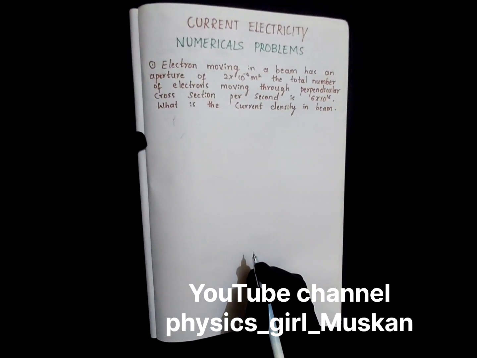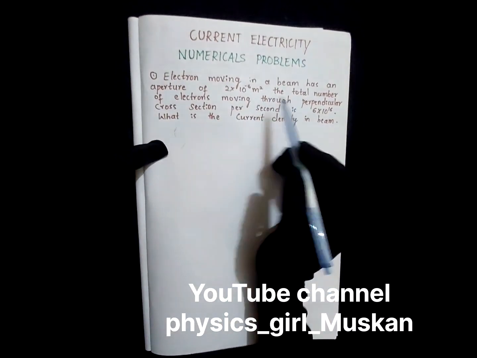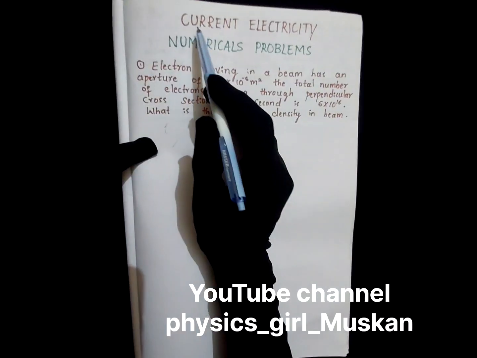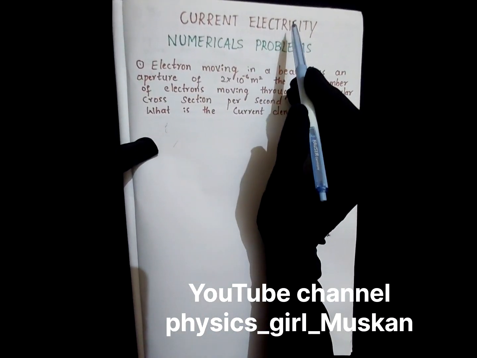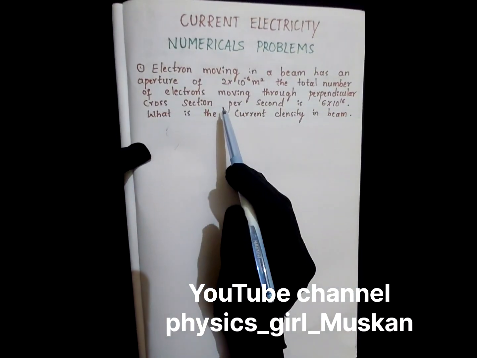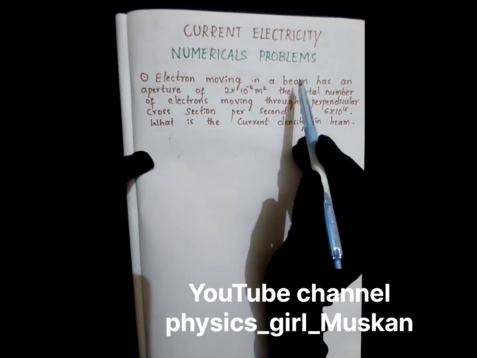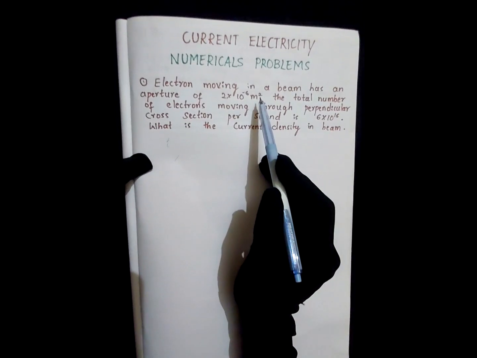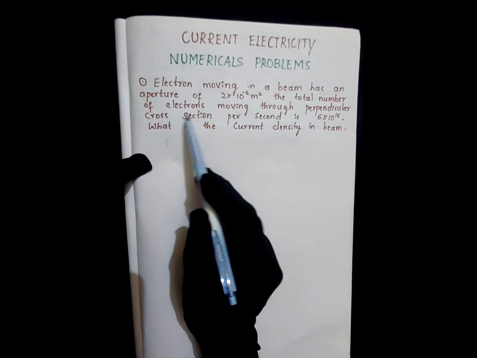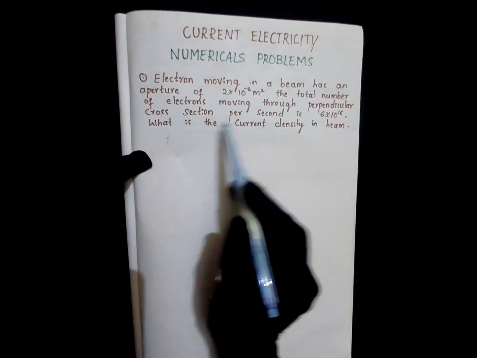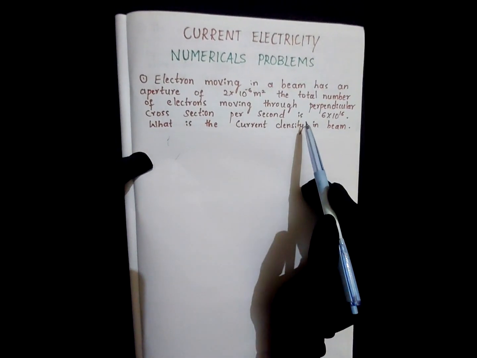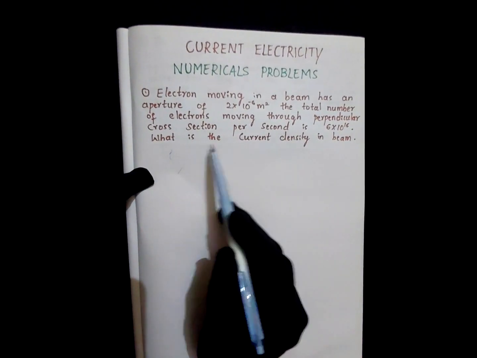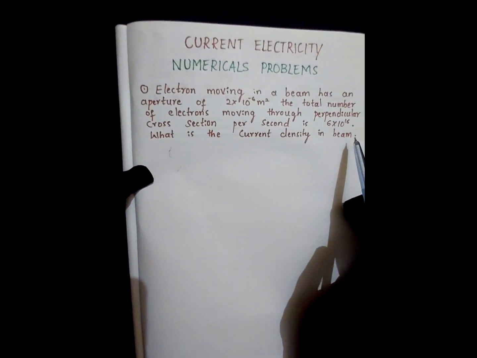I'm back with another new video, that is numerical problems based on second PUC physics chapter 3rd, current electricity. In that, the first numerical problem: electrons moving in a beam have an aperture of 2 into 10 to the power minus 6 meter square. The total number of electrons moving through a perpendicular cross section per second is 6 into 10 to the power 16. What is the current density in the beam?